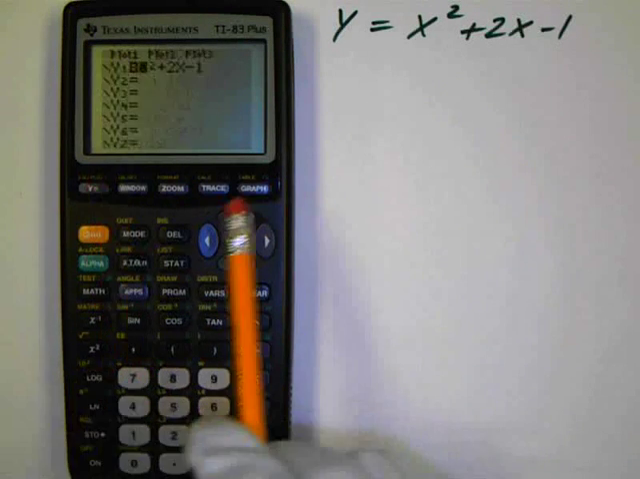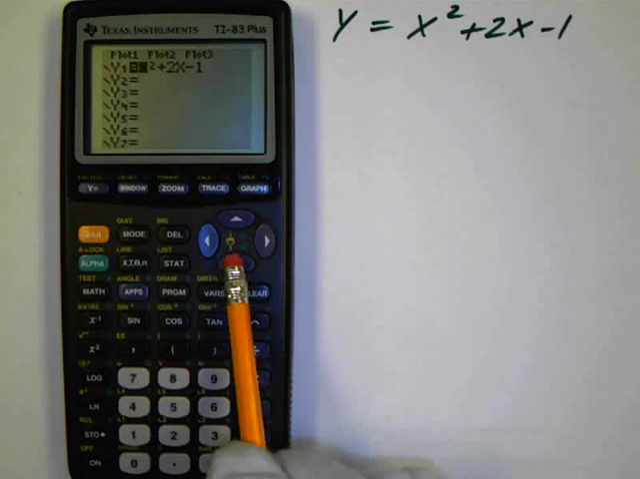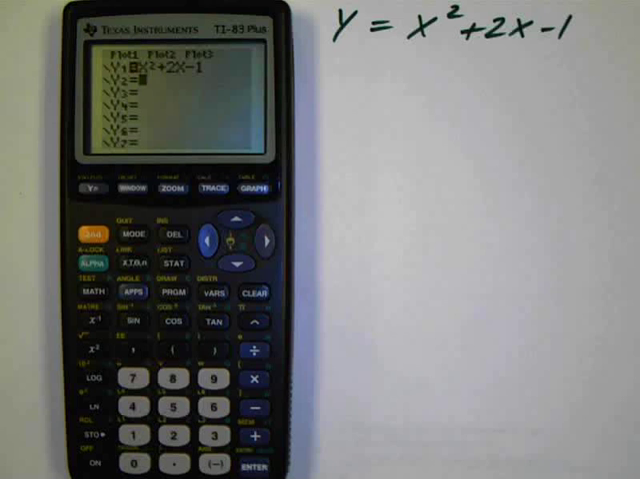Okay, let's go back and let's try another one. So we'll clear that. Now you can actually have two on here. You could put another one on here. So I'll show you this function.